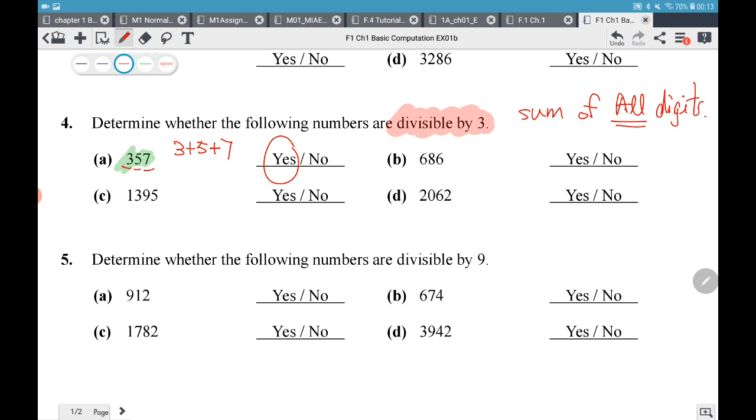Okay, for the divisibility by 9, actually we have the same method to check, just like the divisibility by 3. They are the same. We have to find the sum of all digits.